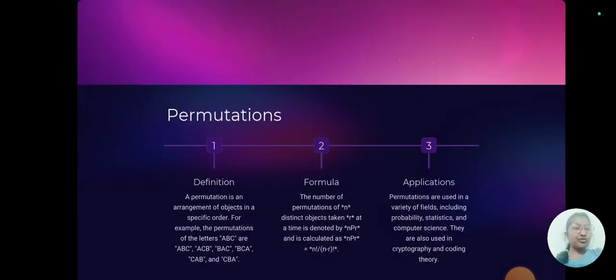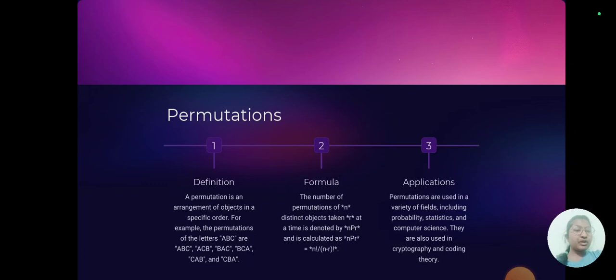Permutations: definition, formula and applications. First, definition. A permutation is an arrangement of objects in a specific order. For example, the permutations of the letters A, B, C are ABC, ACB, BAC, BCA, CAB and CBA.